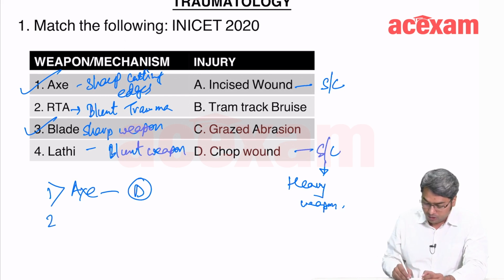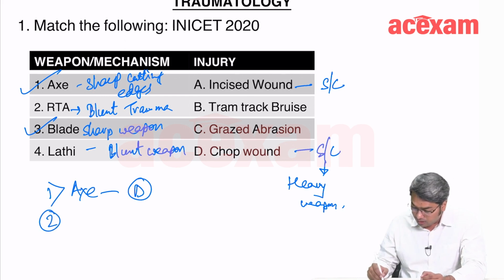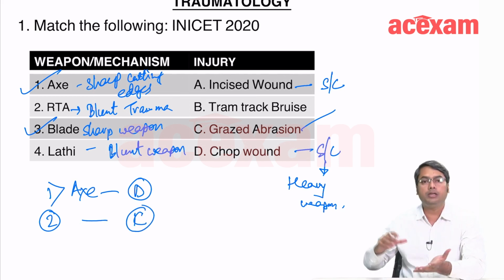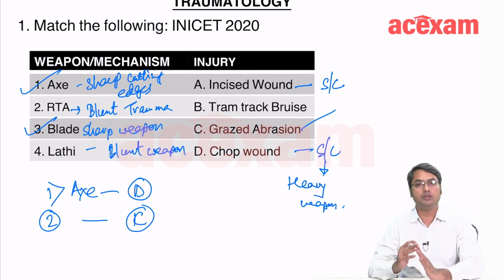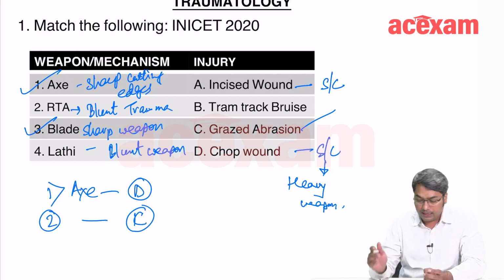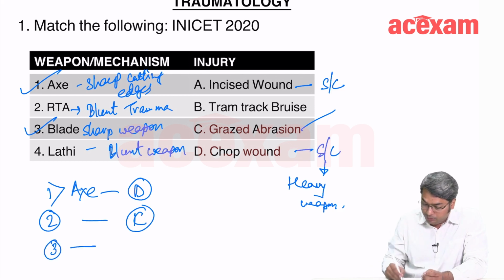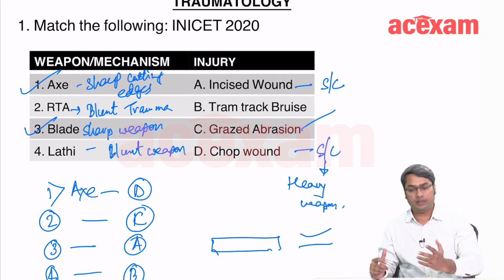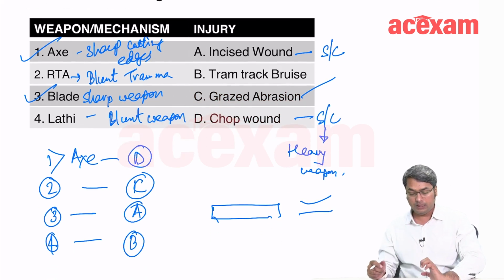1 is D. 2, RTA will produce grazed abrasion, right? RTA will produce grazed abrasion where the body will be grazing on the surface. This is a type of secondary injury. So it's obvious that road traffic accident will produce grazed abrasion, while blade will produce an incised wound and lathi will produce a tram track bruise. In a tram track bruise, the lathi hits the surface and we see bruises in two parallel lines. Alright, so this is the answer, 1D, 2C, 3A and 4B.